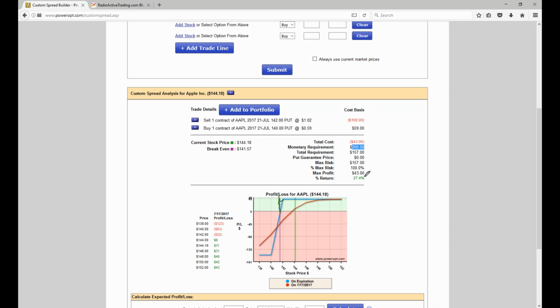Let's jot this down. This bull put credit would have a 43-cent net credit, one contract only, okay, for a risk of 157. So we're looking at a 4-to-1 risk-reward ratio, a potential return of 27.4%, and let's say our probability is around 70% that the stock would remain above 142 at July expiration. Another way to skin a cat.